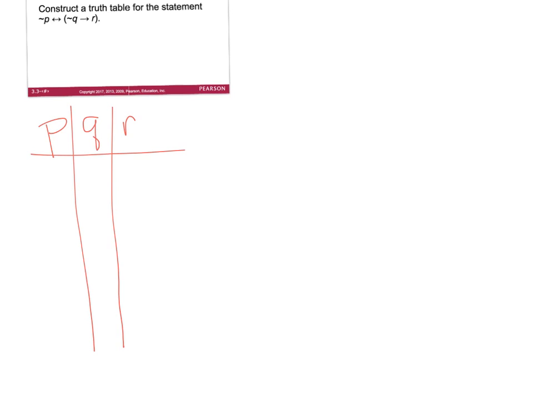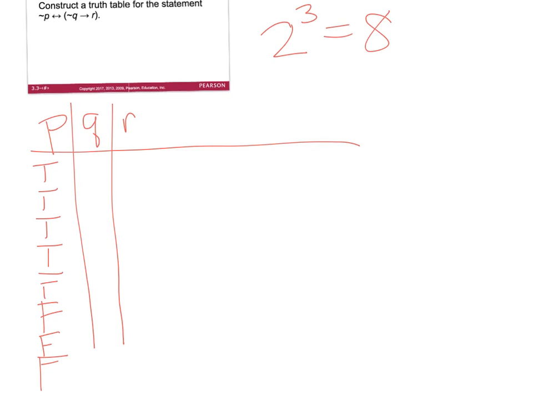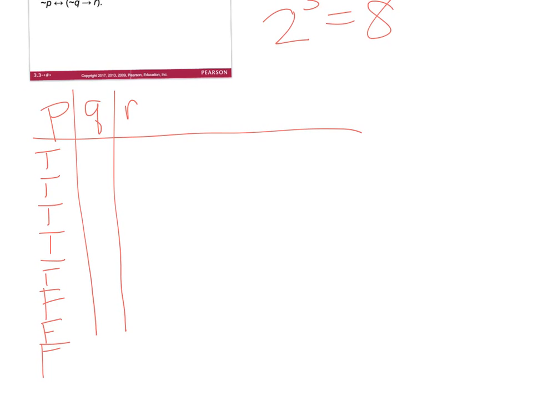Since we have 3 statements, P, Q, and R, we're going to need 3 columns: P, Q, and R. And remember, when you have 3 statements, that gives you 8 possible ways to combine those. So under the P column, do 4 trues and 4 falses. Under the Q column, 2 trues, 2 falses, 2 trues, 2 falses. And under the R column, alternate true, false, true, false, true, false, true, false.